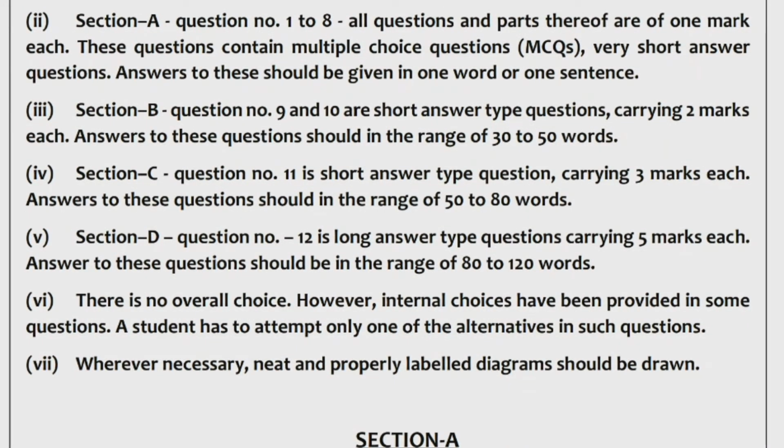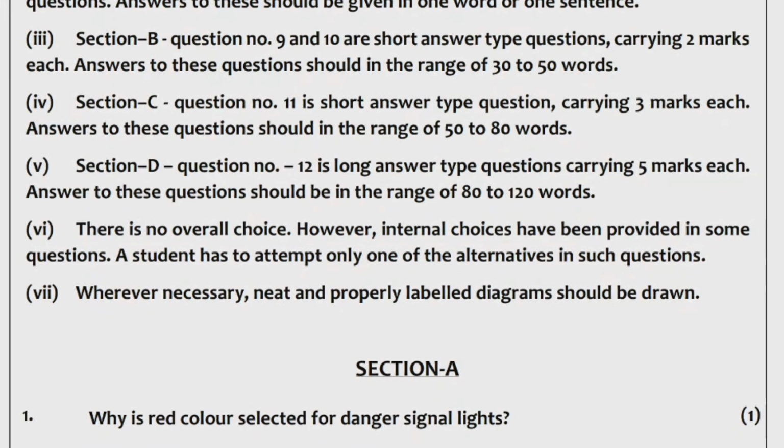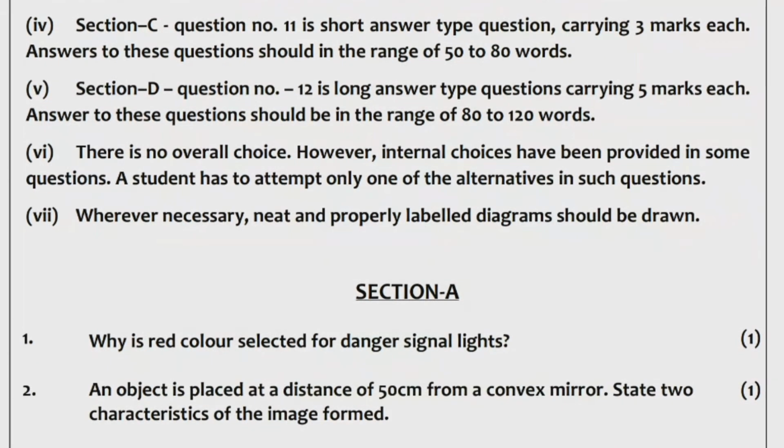Section A. 1. Why is red color selected for danger signal lights? 2. An object is placed at a distance of 50 cm from a convex mirror. State 2 characteristics of the image formed.